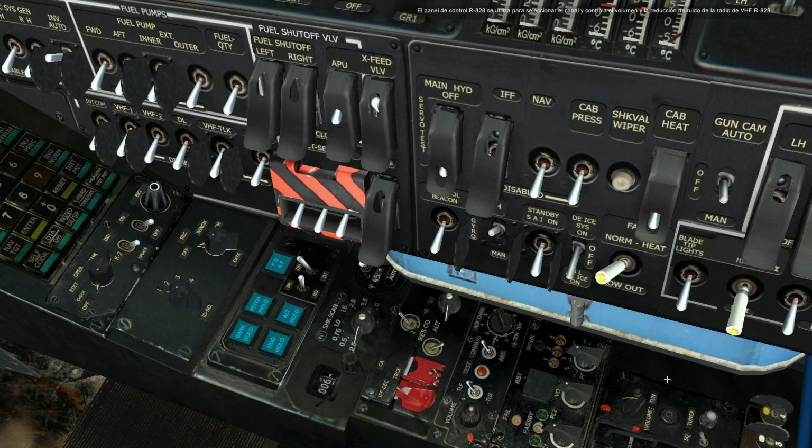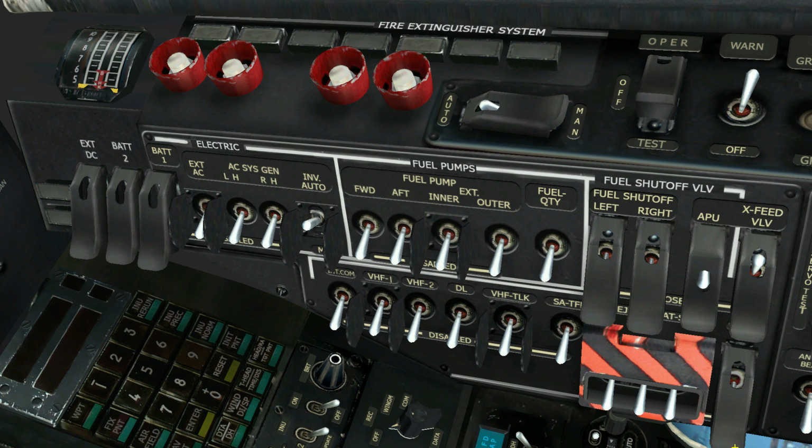The R828 control panel is used to select the channel and control volume and noise reduction of the R828 VHF radio. The signal flares panel is used to control power to the signal flare system and fire the flares. The flares come out in 4 colors: red, green, white, and yellow. The cassette of 4 flares is located on the left wingtip.